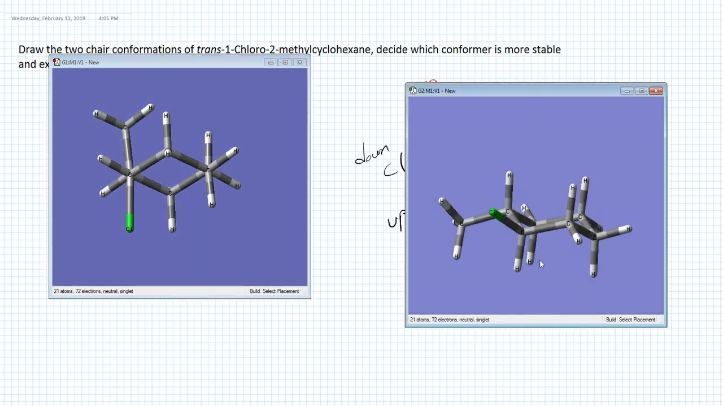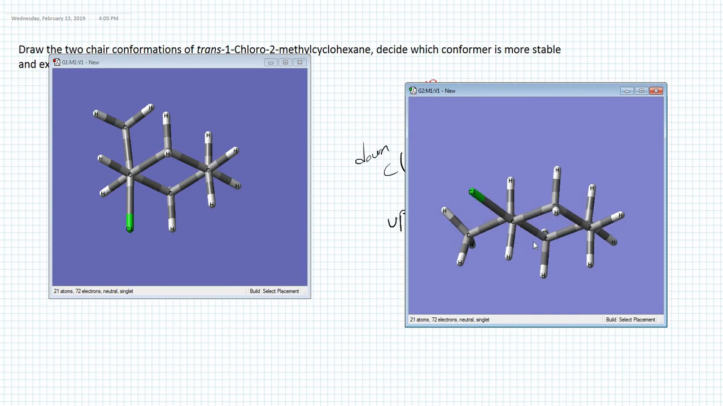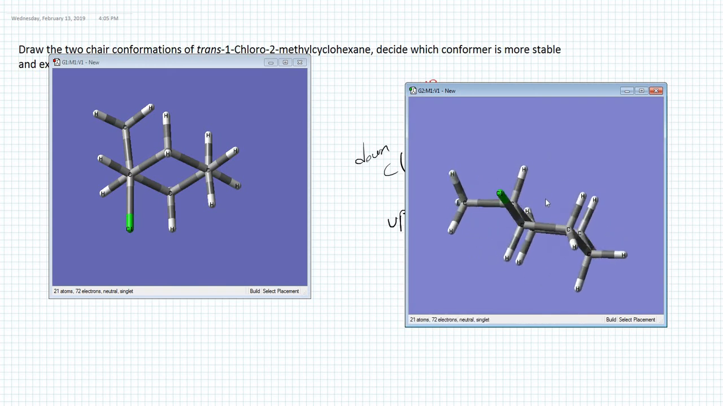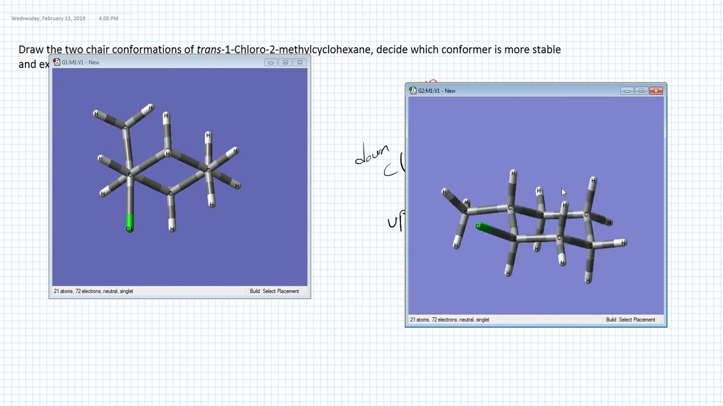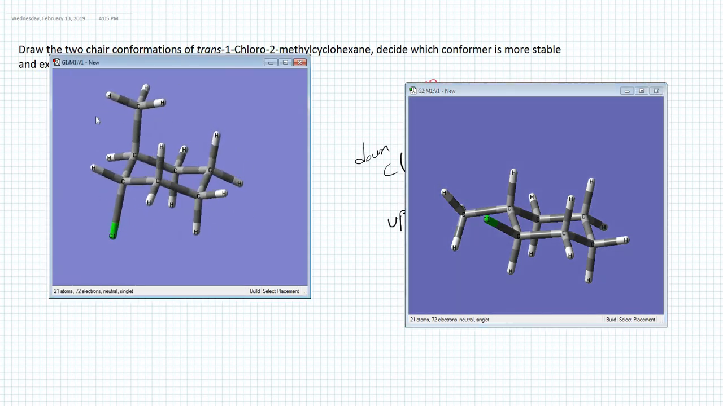How about for B? Definitely we don't have any diaxial interactions, because methyl and chlorine substituents are in the equatorial positions. And the second type of interaction, if we look through the carbon 1 and carbon 2 bond, definitely we have a gauche interaction between chlorine and methyl, because the dihedral angle is 60 degrees. But the steric strain because of the gauche interaction in conformer B is way less than the 1,3-diaxial interactions in conformer A.